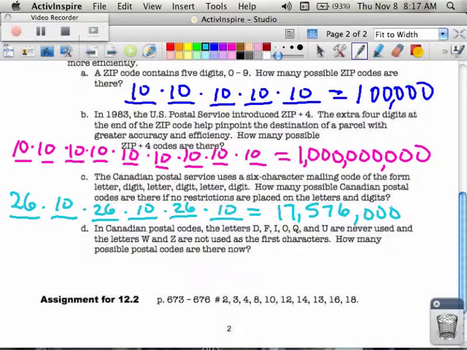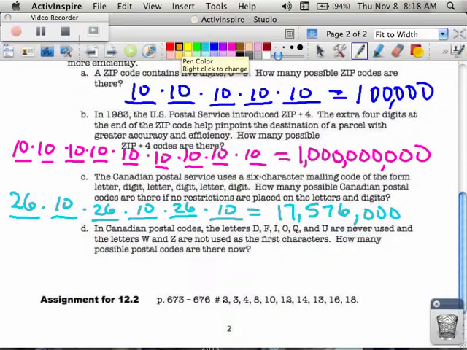Which is 17,576,000. So we have 1 billion in the United States, and they only have 17 million. And before, we used to only have 100,000. So we have definitely improved our tracking method in our country for mailing things out. Way better than we did before. And Canada, probably because it has a much more sparse population than the United States, probably doesn't need as many zip codes as we do, so they're still only in the millions.